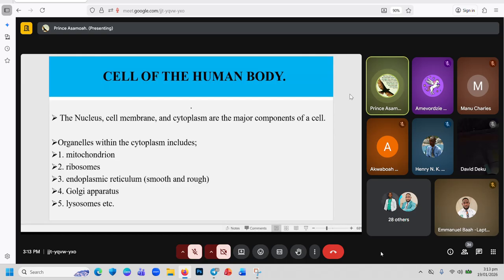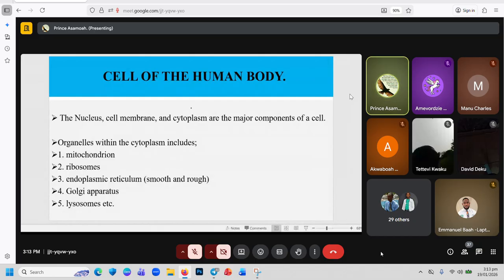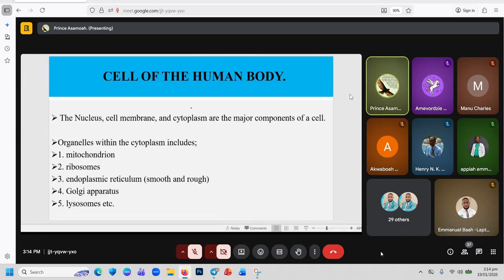We have the cell membrane, or what we usually call the cell wall, which encases the cell. Then we have the cytoplasm. Between the cell wall and the nucleus, everything that is found within the cell is found in the cytoplasm. So these are the three major components of the cell.